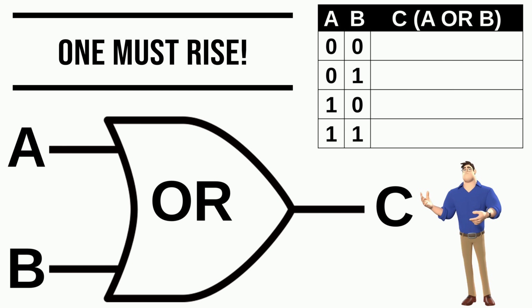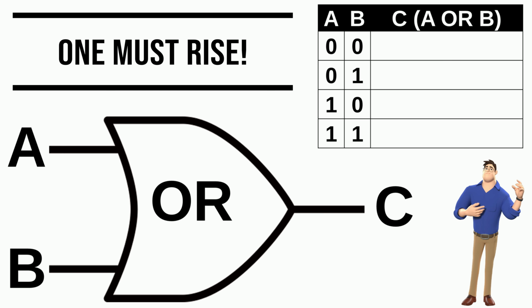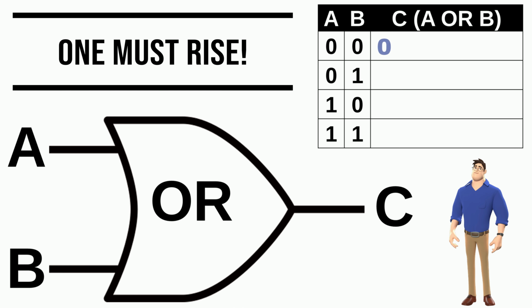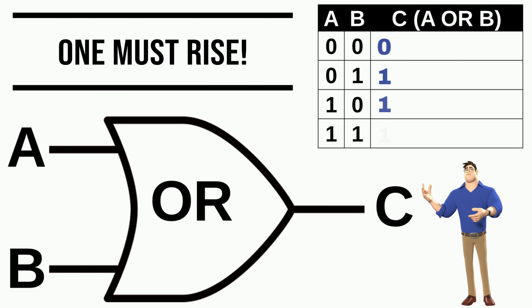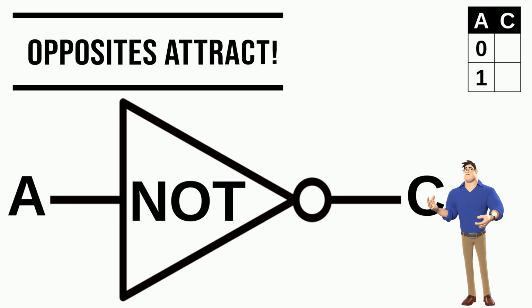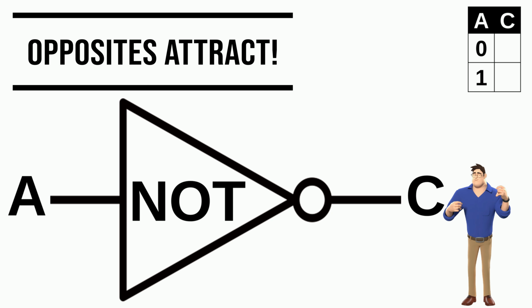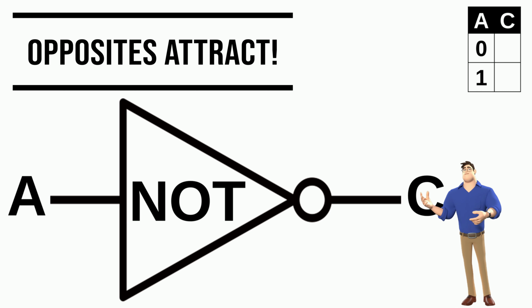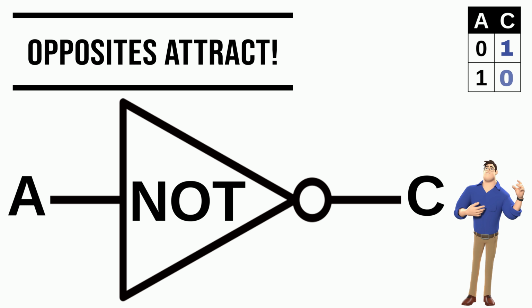One must rise. The function of the OR gate is to produce an output that is true if any of its inputs are true. In other words, if any input is 1, the output will be 1. Opposites attract. The NOT gate reverses its input, so the output is the opposite of the input. In other words, 0 would become 1 and 1 would become 0.